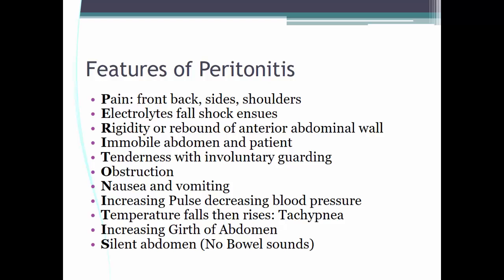Again, the features of peritonitis are pain that is diffuse and sudden. It could radiate according to the etiology. Patients have electrolyte imbalances such as hypokalemia, hypomagnesemia, signs and symptoms of shock, rigidity or rebound tenderness of anterior abdominal wall. Those are signs of peritoneal irritation. Patient tends to be immobile.